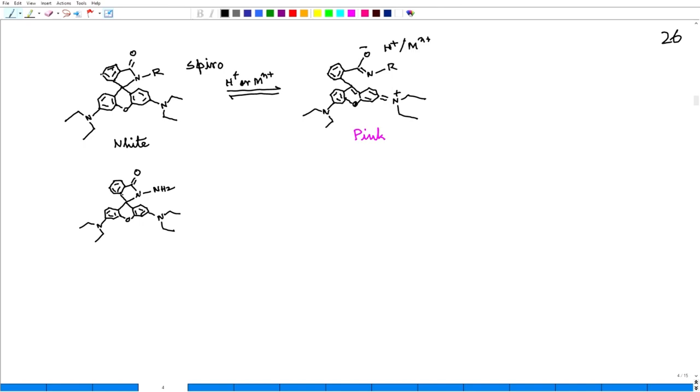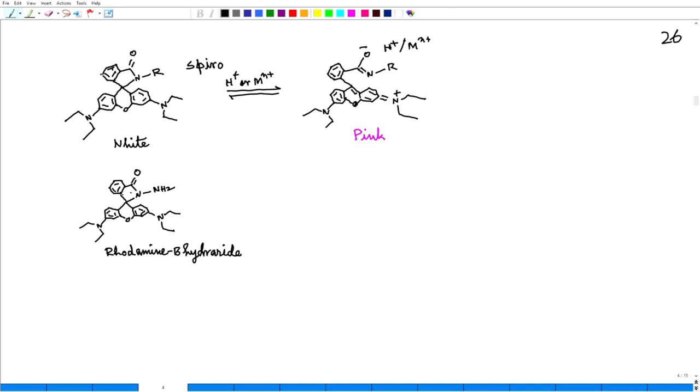Hydrazide is a hydrazine derivative. NH2 is hydrazine. So this is rhodamine B hydrazide, also commercially available. This hydrazide, I can further react with another reagent. So we can make a large number of this kind of spiro compound.